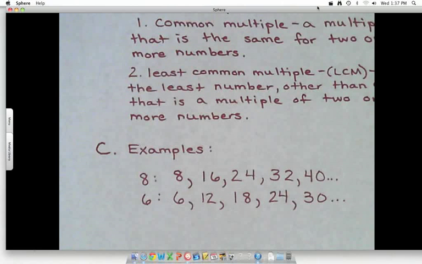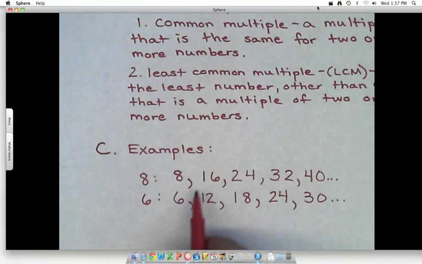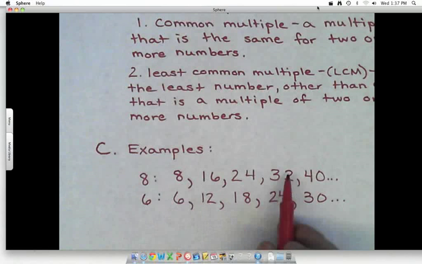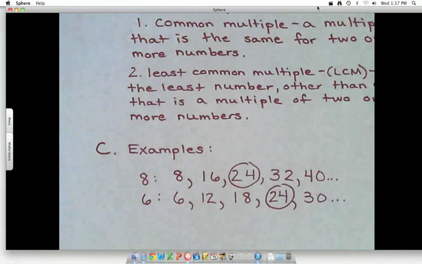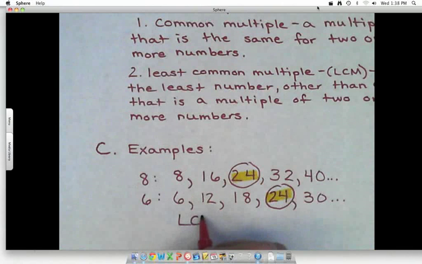Looking at 8 and 6, I see that I do have shared numbers. The first shared number that I see, and only shared number at this point in time, is 24. So 24 is considered a common multiple, but it's also the least common multiple because it is the first multiple other than 0.